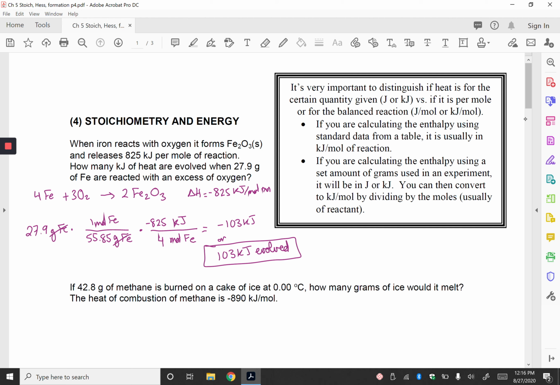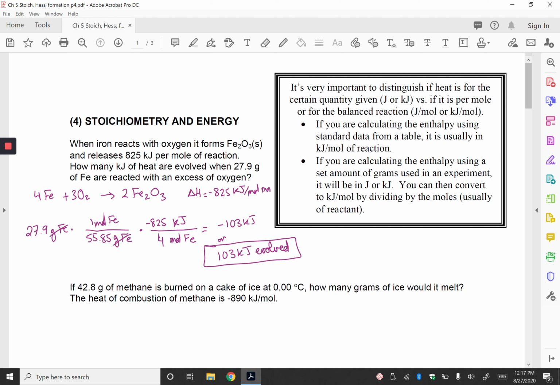If you are calculating the enthalpy using a set amount of grams, like we did here, in an experiment, also this is true for Q equals MC delta T or Q equals ML. Those were for certain masses, right? Certain number of grams, because we put the M in there. That means that your answer is going to be in joules or kilojoules, not per mole. So if you want it per mole, you can then convert it to kilojoules per mole by dividing by the moles, usually of the reactant.